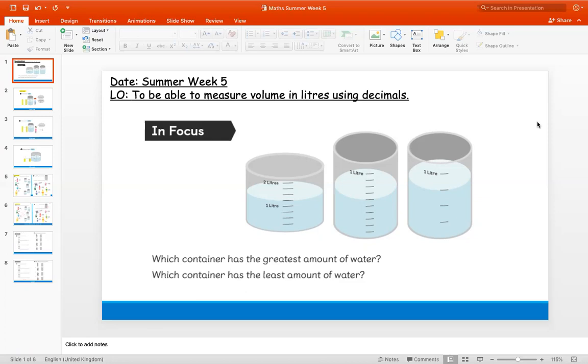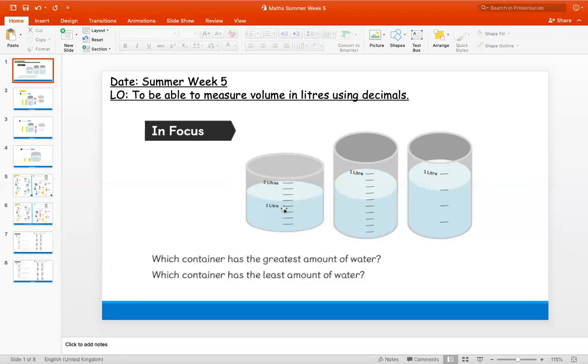Right, for your in focus today, you have got 3 different containers holding different amounts of water. So there's different volume of water. You need to be able to tell me which container has the greatest amount of water and which container has the least amount of water. I'd like your answers to be in decimals to help you work out your final answer.